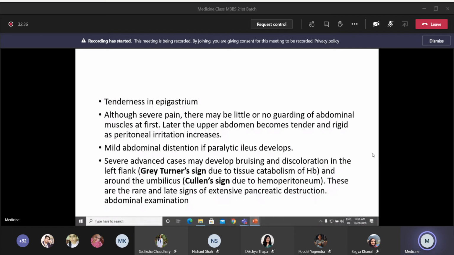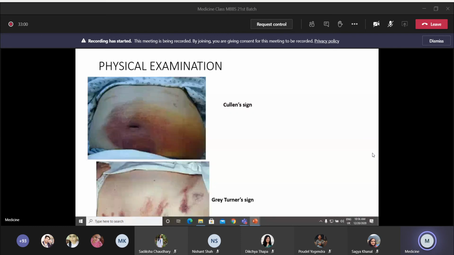There will be retroperitoneal pancreatic seepage, leading to destruction of the hemoglobin of RBCs. And there might be a collection around the umbilicus. It is known as Cullen sign, due to the hemoperitoneum. These are extremely rare and usually suggest late pancreatic destruction on abdominal examination. So in the figure, these are Cullen signs in the center around the umbilicus, and in the flank there is a Grey Turner sign.